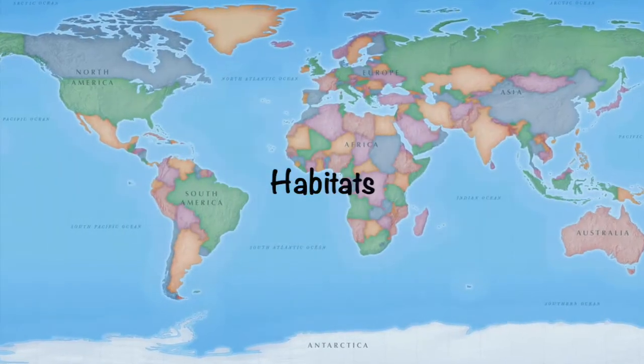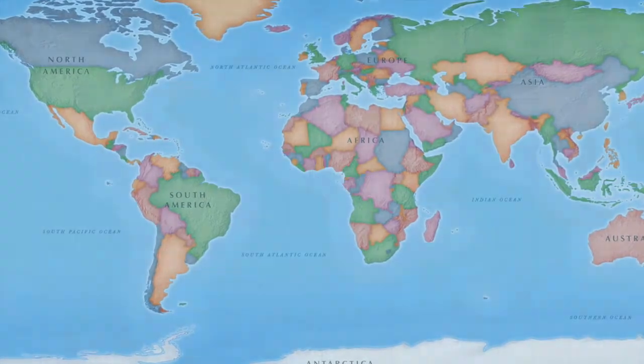Okay, so we are going to talk about habitats. Can you say habitat? Habitat. Okay, a habitat is the kind of place where an animal lives. Okay, so you can have a desert habitat, you can have a savanna habitat, you can have a rainforest habitat. These are all different places where animals live.